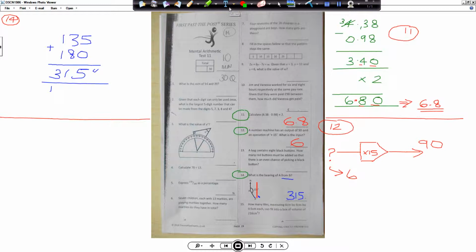Okay, question 15, last one on this page. How many tiles measuring 6 centimeters by 6 centimeters by 0.5 centimeters each can fit into a box of volume 216 centimeters cubed? So number 15.